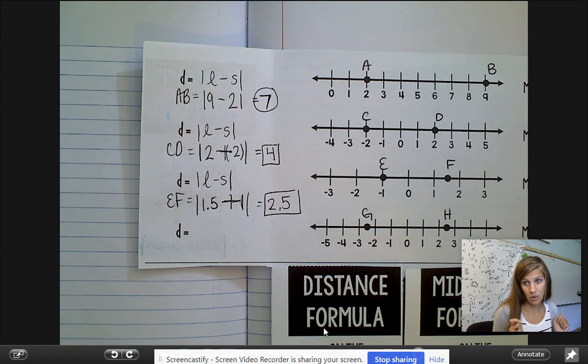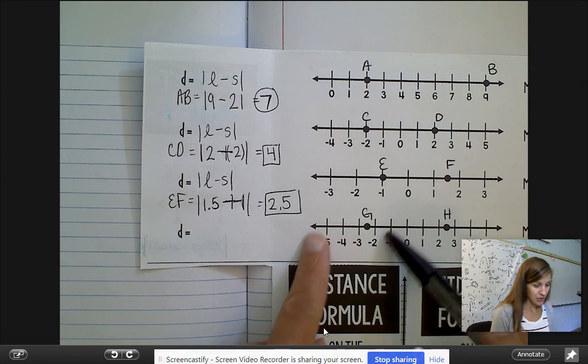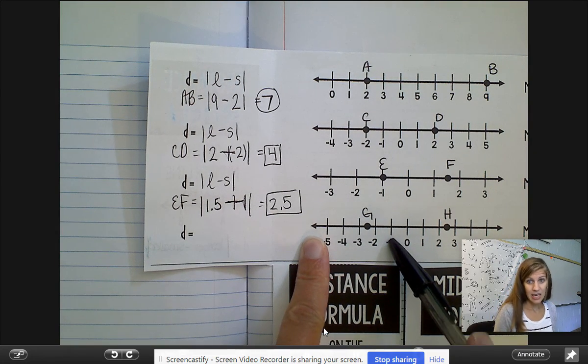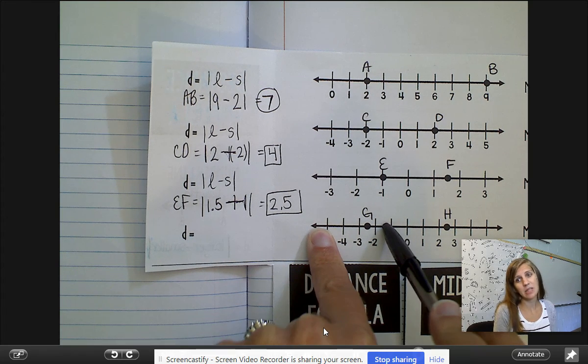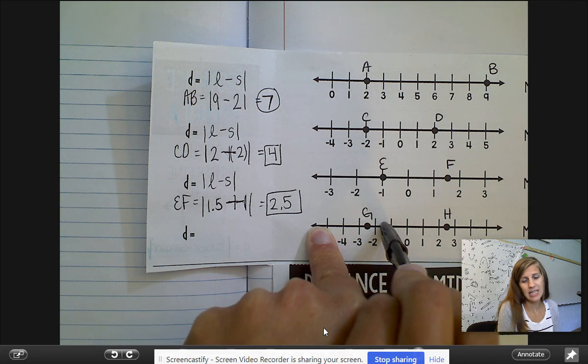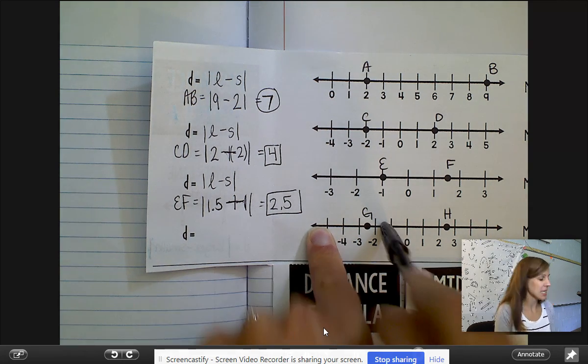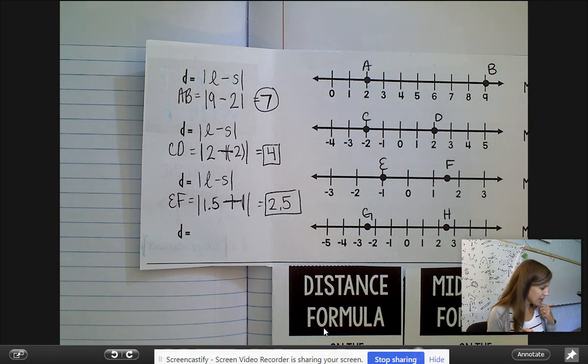Oh, I should have done one where when we subtract, we still get a negative. And that could happen if you are fully in the negatives. Like if both of your points were fully down here in the negatives, that's where you might end up still subtracting and get a negative rather than a positive, and you'd have to take the absolute value.